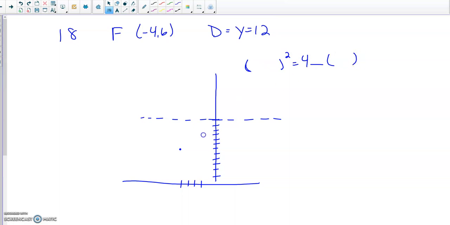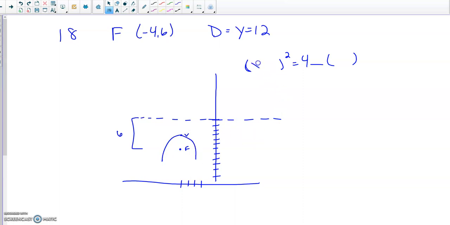Okay. So what I need to do is count from the focus to the directrix. If you count from here to here, you're going to have 6. Half of 6 is 3, so we're going to count 3. 1, 2, 3. That's my vertex. This is my focus. So we know my graph is going to go down.